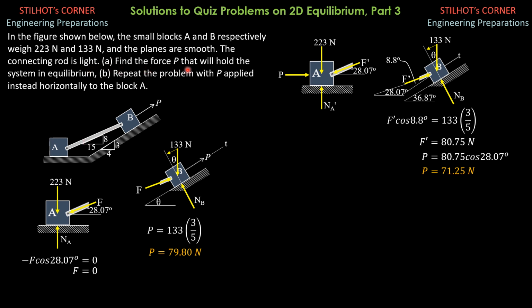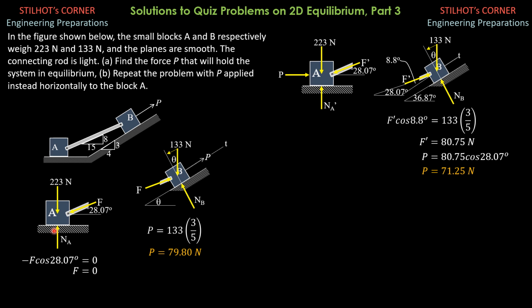Letter A, find the force P that will hold the system in equilibrium, this P here. And B, repeat the problem with P applied instead horizontally to block A. So P is applied here for the second part. So for the first part, this is the FBD. Let's call the force in strut AB as F. This is the free body diagram of A, weight 2 newtons.